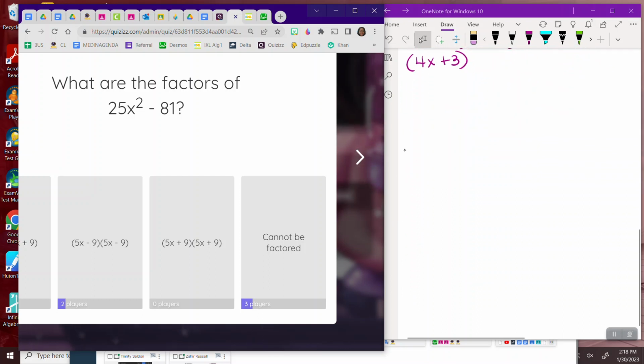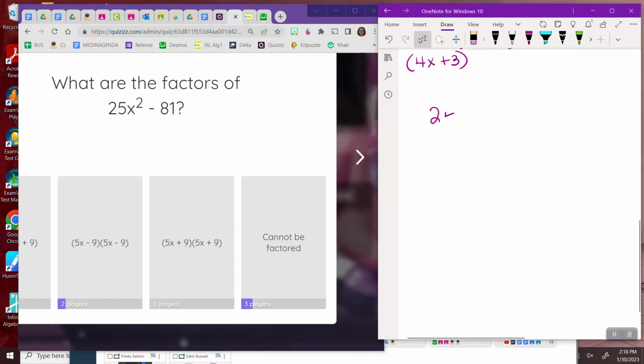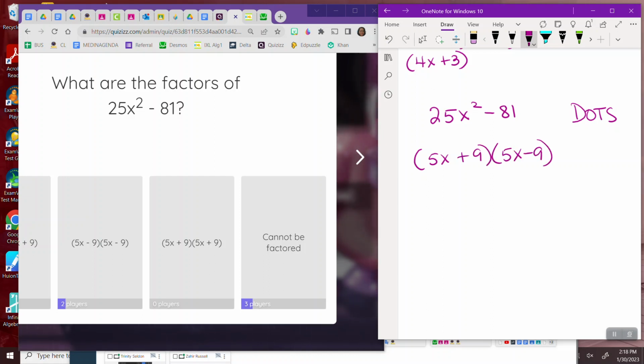All right, so this one, what are the factors of 25x squared minus 81? So this one should be screaming, I'm a difference of two perfect squares. Correct? It's going to factor into 5x plus 9, 5x minus 9. Any questions why? Louder.